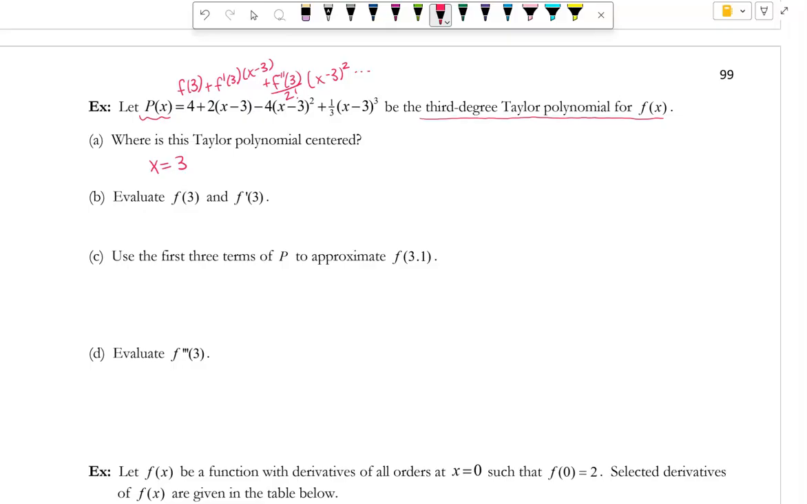So when I go to evaluate f of 3, it's right here in my Taylor polynomial. F of 3 equals 4. And when I go to find f prime of 3, I need to recognize that that is my 2.